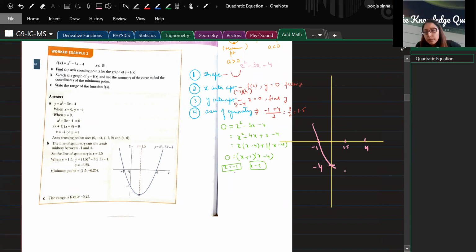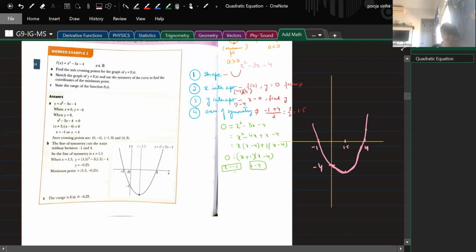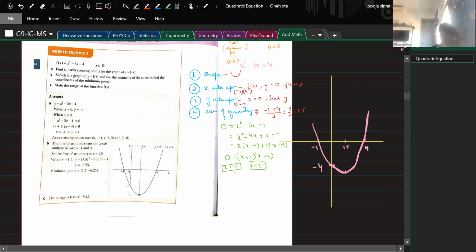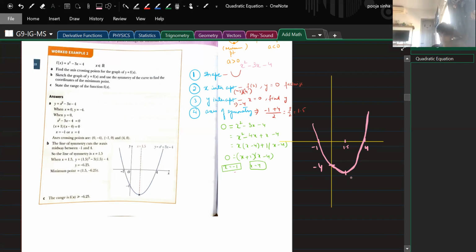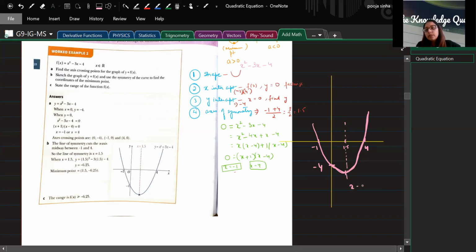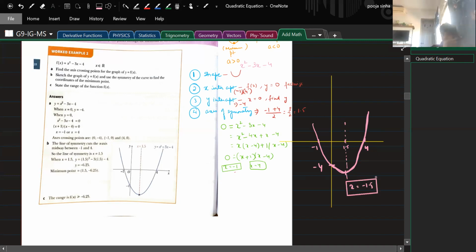So this will be the minimum point. Axis of symmetry will always pass through the minimum or the maximum point. So this and वहां से turning, उसी को minimum point बोलते हैं, यहीं से turning point बोलते हैं. The y-intercept is at -4, right? This is your axis of symmetry. Okay, x equals 1.5 and then the rest of the thing. Is it clear? Okay.